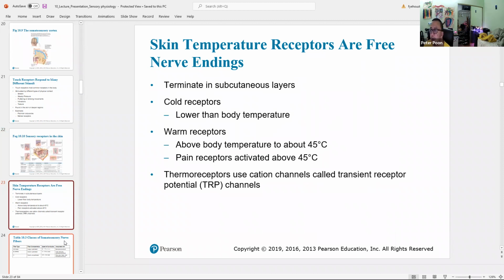Skin temperature receptors are free nerve endings. Cold receptors respond to anything lower than body temperature, but too cold actually activates pain receptors. Pain receptors are activated, I think, below 4 degrees and above 45 degrees. So when you feel that, you're not only feeling cold, you're also feeling pain.